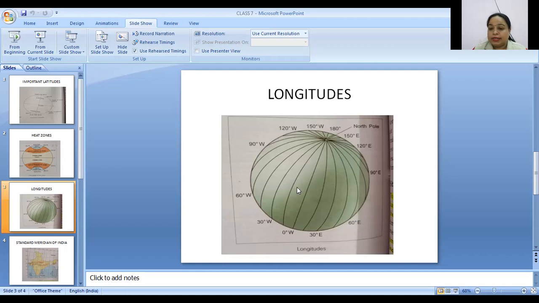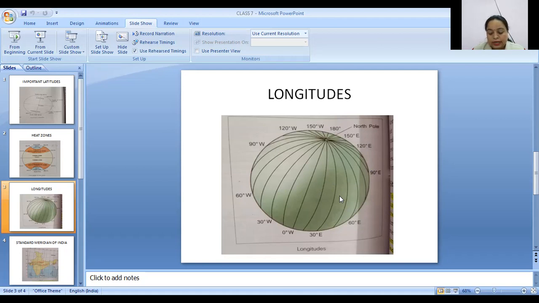What are these called? Meridians. Latitudes are also there, and latitudes are called parallels. Remember that important concept I have already discussed with you: latitudes are called parallels and longitudes are called meridians. Another name of longitude is meridians. The distance between these meridians is measured in degrees. Can you see this? All degrees are present over there.